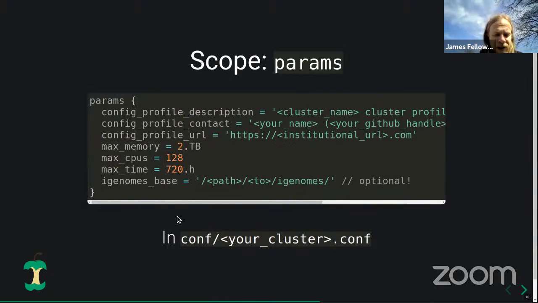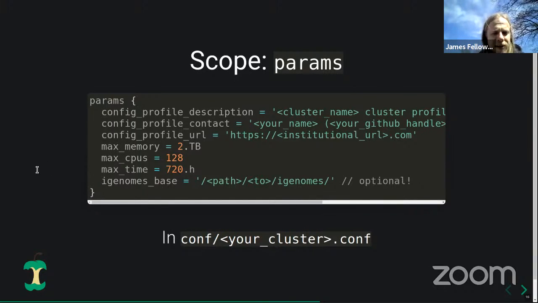Then to write the profile itself, in the configuration file, you can start by writing the params scope. So this is basically standard Nextflow parameters, which you often specify in the command line of a Nextflow run. For nf-core profiles, we generally suggest that you add these config profile description, contact, URL. This is useful later on for debugging, but also it makes it easier for users to know that they're using the right profile when they're running their parameters.